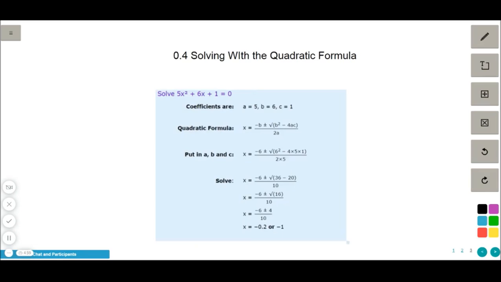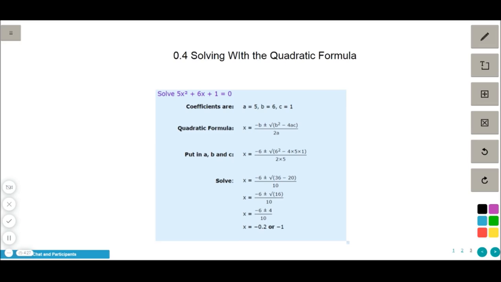Okay, so I got this equation: 5x squared plus 6x plus 1 is equal to 0. We have this standard form equation, and the first step, I would say, is to lay out the coefficients. Your a value is 5, your b value is 6, and your c value is 1. Now we know the basis of our coefficients. Now we just need to replace them into the quadratic formula.